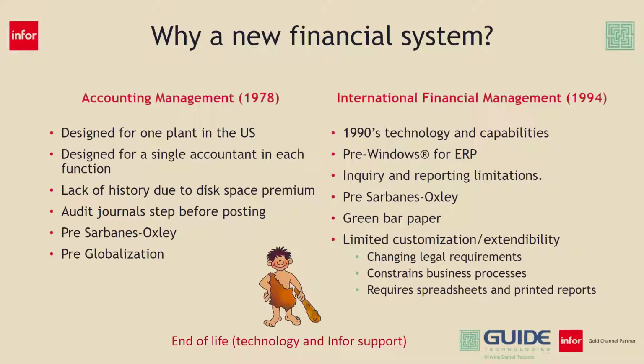So the reason when you look at accounting management, why it is so simple, why when I close a month does it delete the journals? Well, that's because they didn't have the disk space to save all those things. So obviously, this has been discontinued for a long time. In fact, IFM came out in the early 1990s.